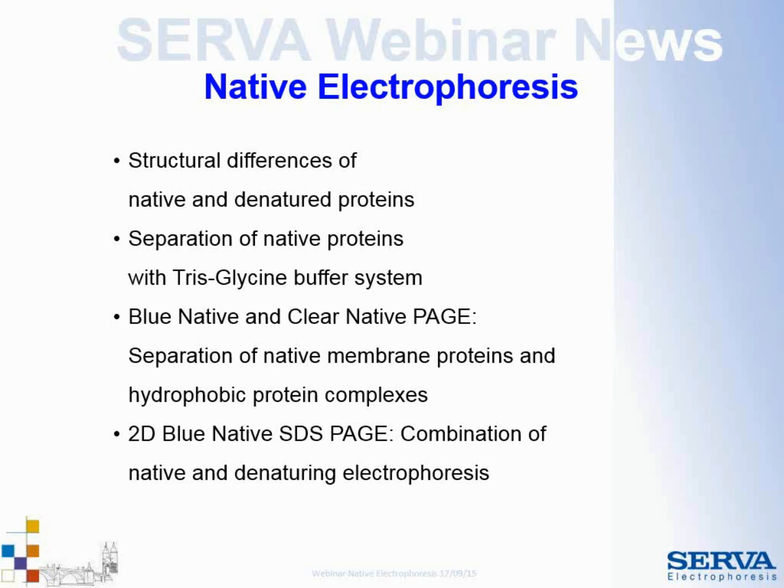And then I will show you a very special kind of native PAGE, the Blue and the Clear Native, which are for separation of membrane proteins and hydrophobic protein complexes. And at the end, I will show you the 2D Blue Native SDS-PAGE, which is a combination of native and denaturing electrophoresis.